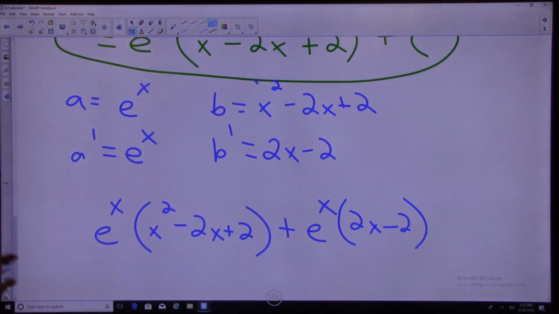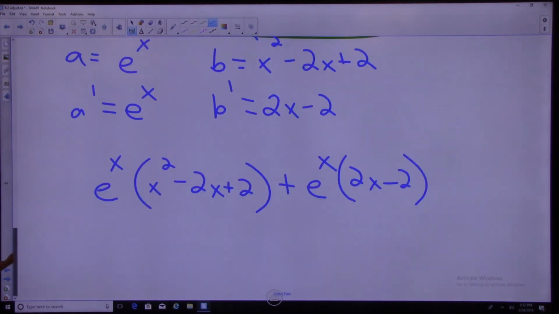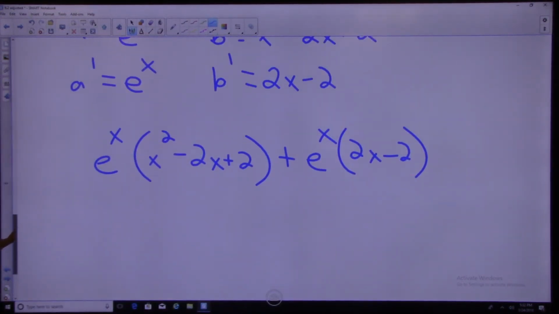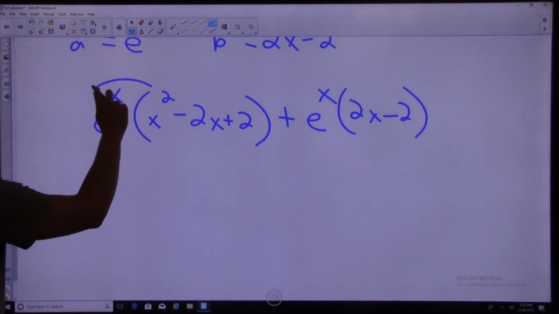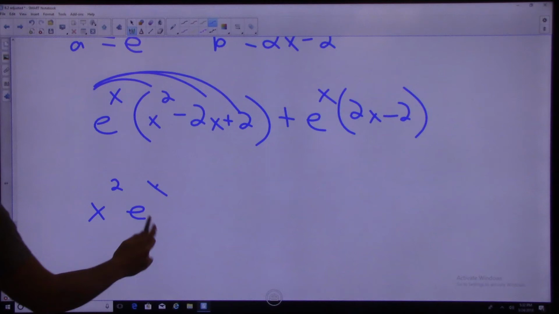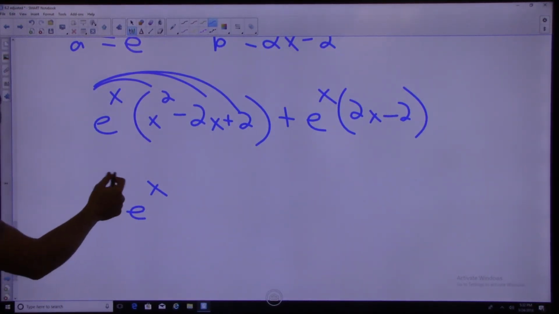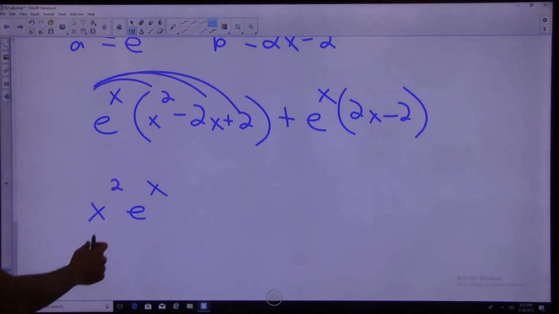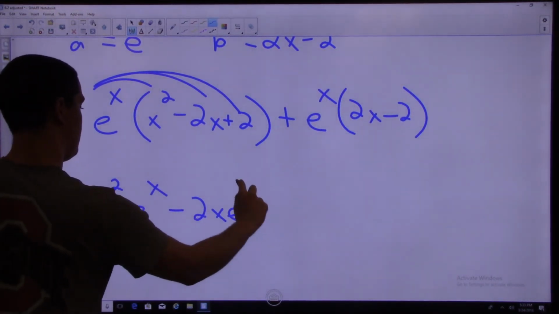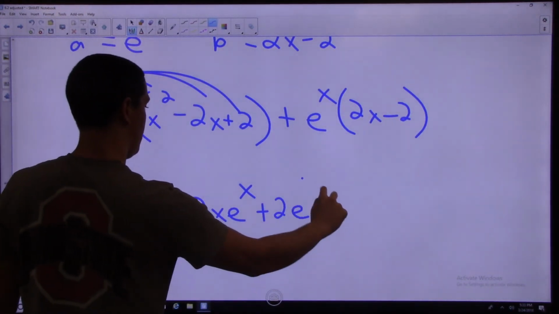And let's just simplify this. It doesn't look like that yet, does it? So we got some simplification to do. Here we go. I'm going to distribute my e to the x through here. So that'll give us x squared e to the x. I'm just rewriting the order. For some reason, I just like to write my x out in front. So x squared times e to the x. This guy right here would be negative 2x e to the x. And the last term would be plus 2 times e to the x.